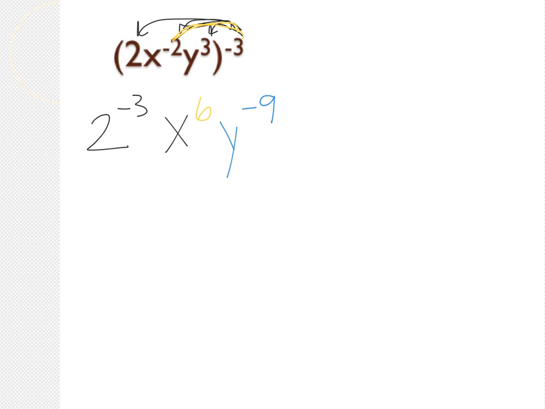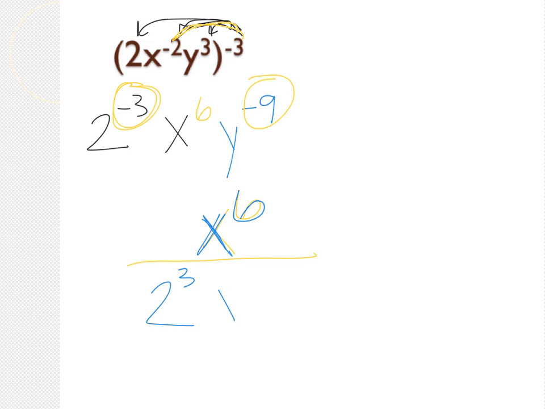I do not want any negative exponents. So how I'm going to rewrite this is only when the exponent is negative. I'm going to write x to the 6th still on top because that is positive, so it would stay on top. 2 to the negative 3, I don't want that negative exponent, so I'm going to write 2 to the 3rd on bottom. Y to the negative 9th, I don't want that negative, so I'm going to write y to the 9th on bottom. You also could have written it like this.